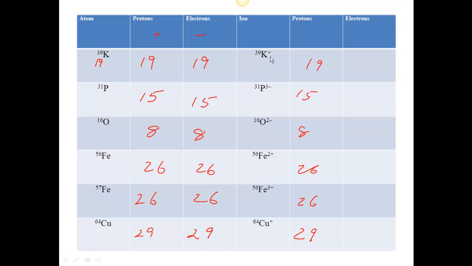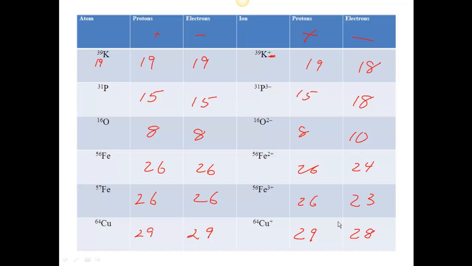Now the difference is we can always mess with the number of electrons. Remember, your protons are positive, your electrons are negative, and here we have more positives, so we're short 1 electron. Here we have extra electrons. Here we have extra electrons, 2 of them. Here we have too few electrons by 2, and here we have too few electrons by 3. So we're short 3 electrons there. Copper is short 1 electron, so that's going to be 28 electrons. We have more positives than negatives.